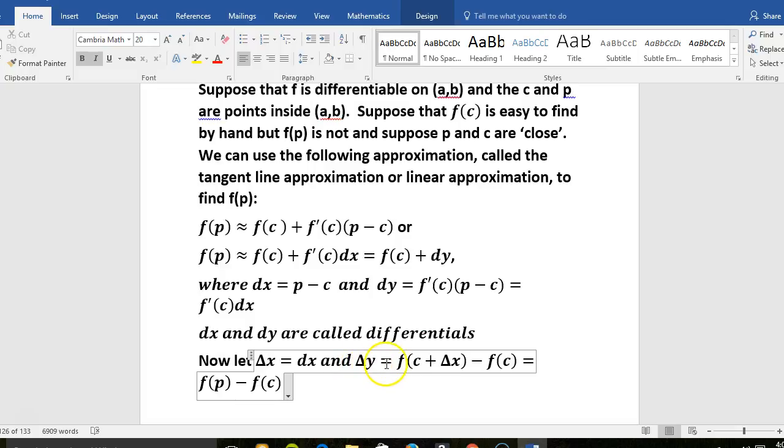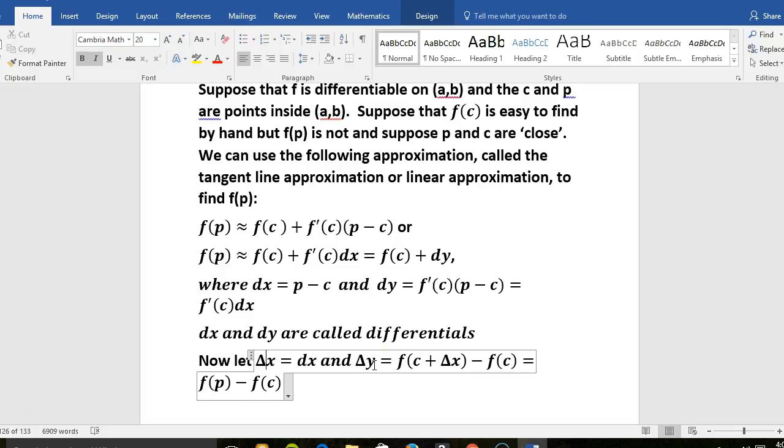Delta y, though, is exactly equal to f of p, because if you add c plus delta x, you'll get p. Remember, guys, dx is p minus c, and if you add p minus c to c, you'll get p. So c plus delta x hence equals p. Likewise, because they're equal, c plus dx equals p. So f of c plus delta x is f of p, so that's f of p minus f of c. That's delta y.